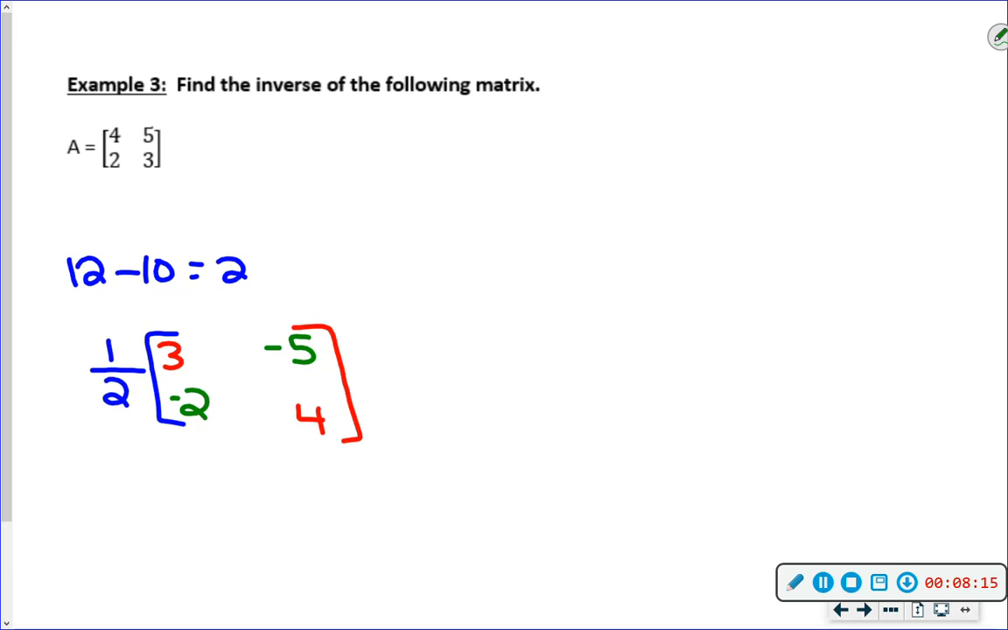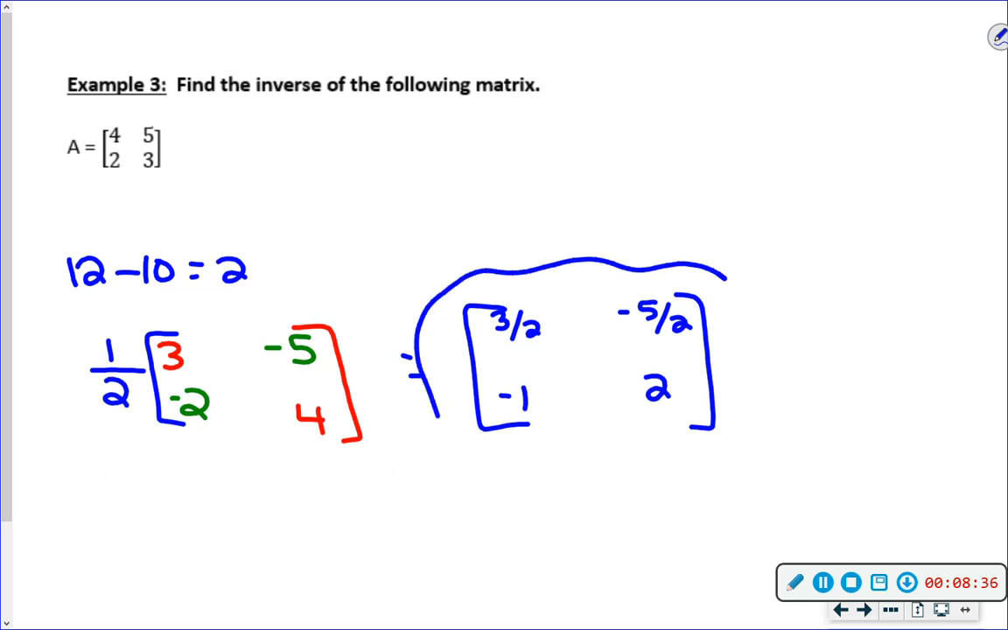Then all I have to do to get my inverse is distribute the half through to everything. Yeah, we're going to have some fractions. It's not the end of the world. So I'm just half times 3, 1 1/2, 3 halves, however you want to write it. Half times -2. Half times -5, half times 4. And there is your inverse. So it's easy. You just have to remember the calculation. So A and D, they just switch spots. That's easy. The other ones stay, but you change the sign. And then you just multiply it through.